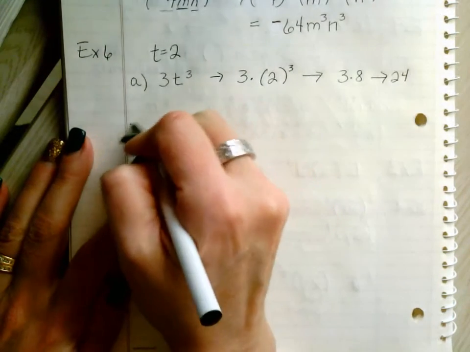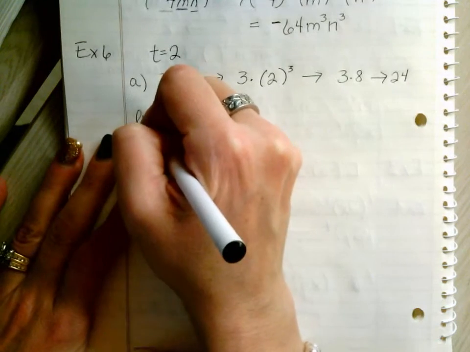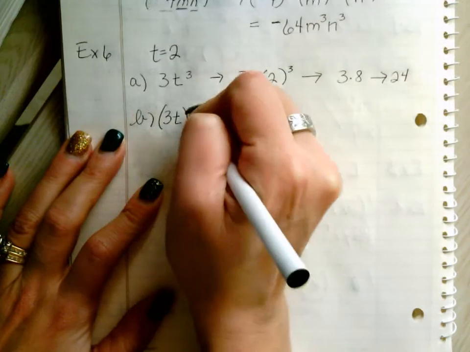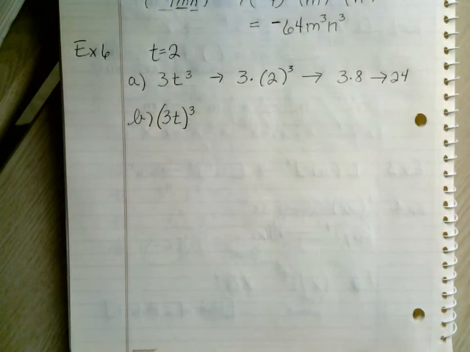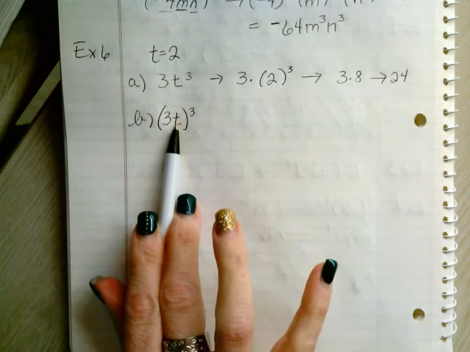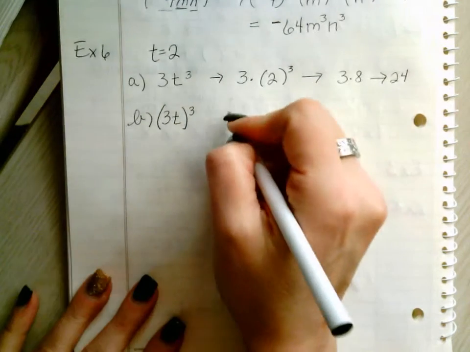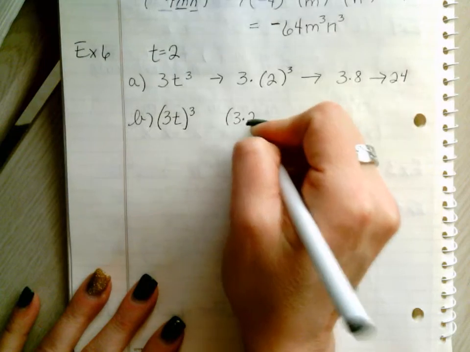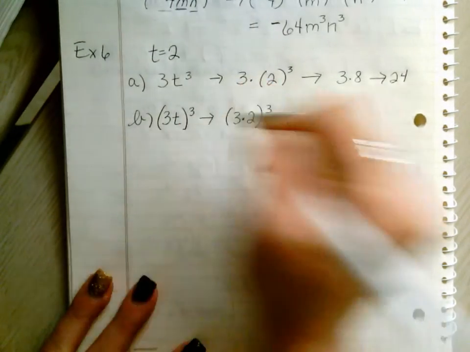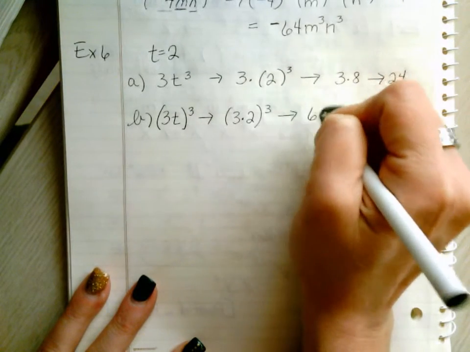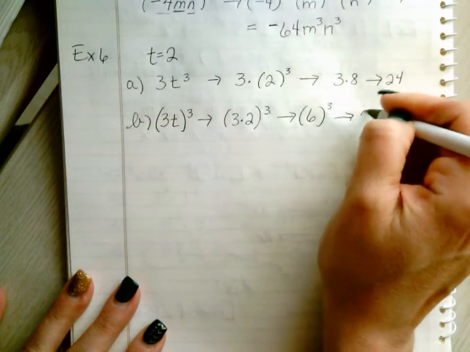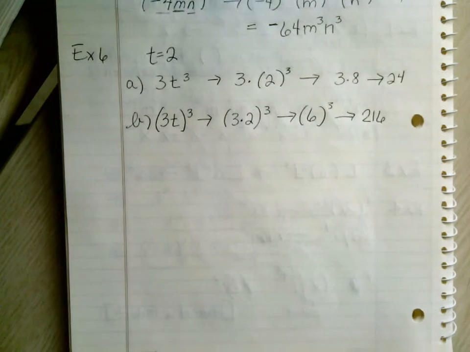That was A. B, slightly different scenario. (3t) in parentheses being cubed. Do you guys see the difference? Now I am saying the product of 3 and t is being cubed. Well, 3 times 2 is being cubed, right? So that's 6 being cubed. And the result of 6 cubed is 216.